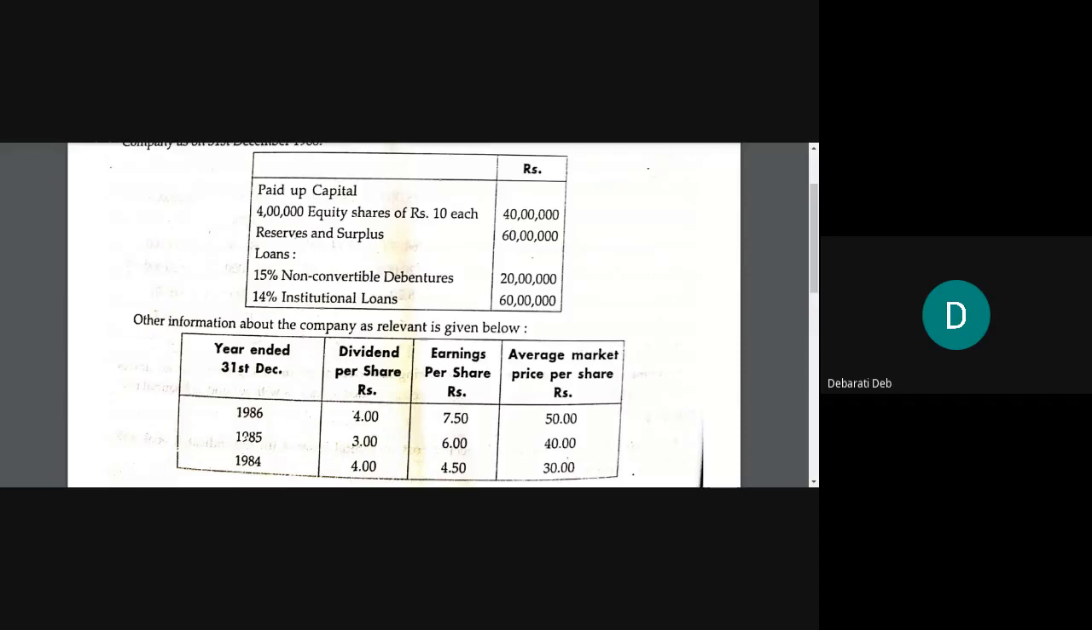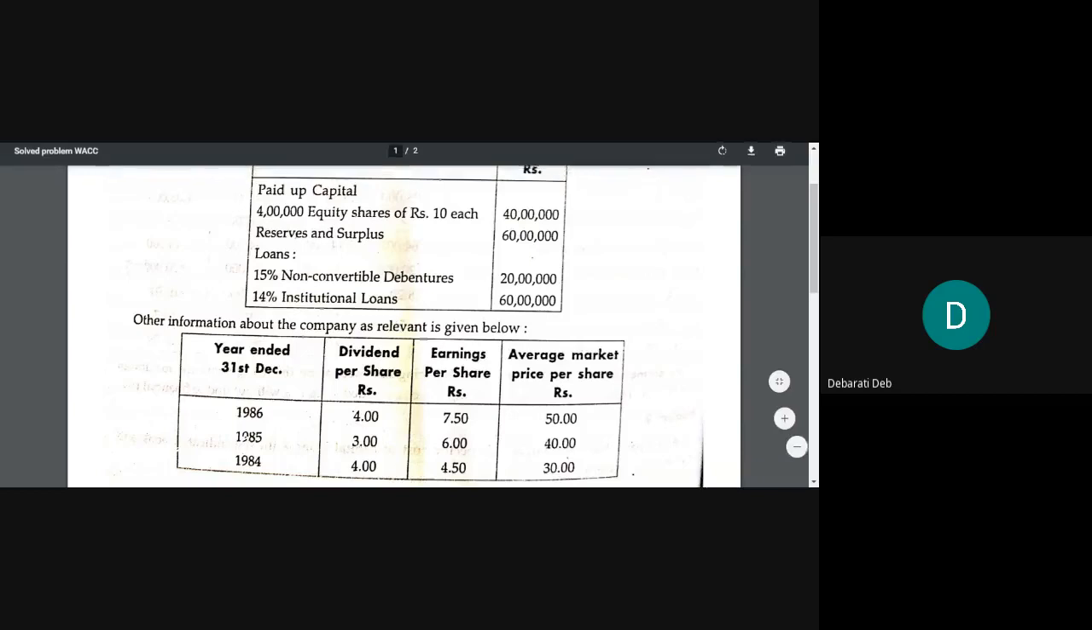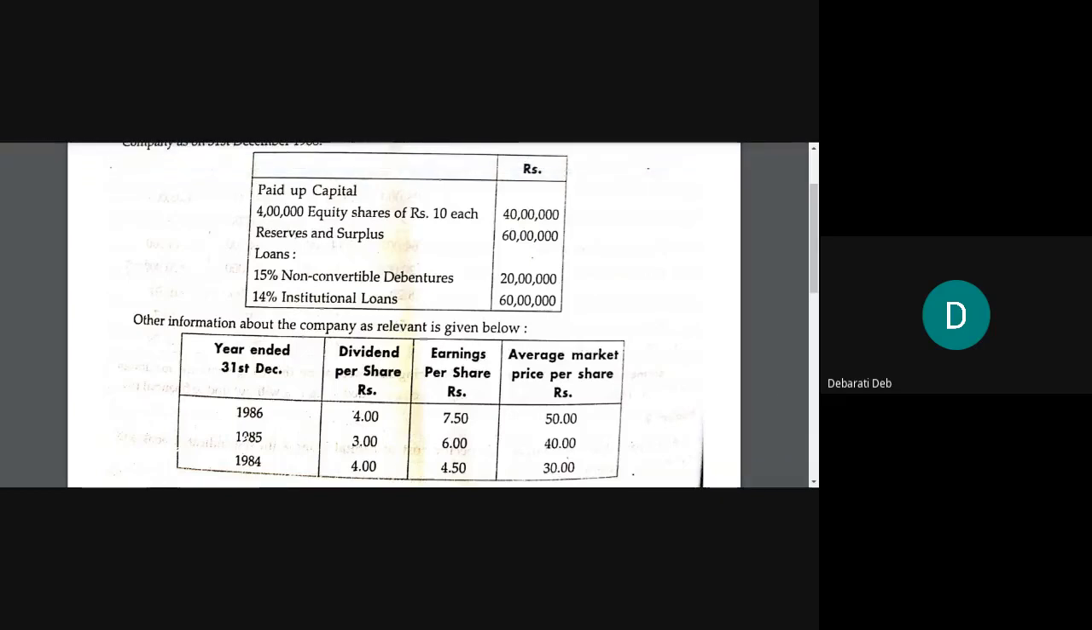Okay. So this problem says that the company has accumulated capital from 4 lakh equity shares whose price is rupees 10 each, and thus the amount is standing at 40 lakhs. Then there are reserves and surplus of rupees 60 lakh.